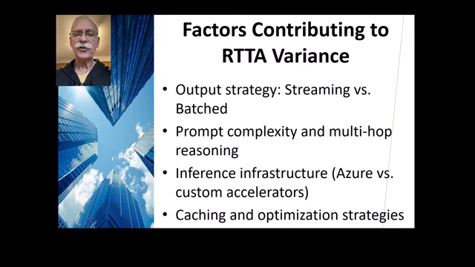So why do these variations occur? First, there's the output model, streaming versus batched. ChatGPT gives immediate visual feedback, while DeepSeek prepares full thoughts before sending anything. Second, there's prompt complexity sensitivity. Some models handle multi-hop reasoning or long context more efficiently. Third, there's hardware infrastructure. ChatGPT runs on Microsoft Azure's highly optimized stack. DeepSeek uses NVIDIA GPUs and likely some custom inference accelerators. Lastly, internal caching and optimization strategies may differ. ChatGPT may be reusing vector paths across similar prompts, while DeepSeek seems to regenerate fully every time.